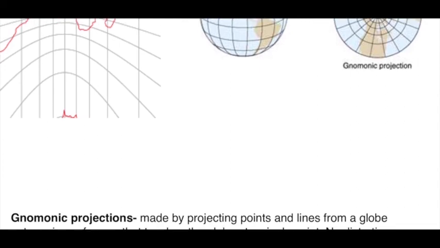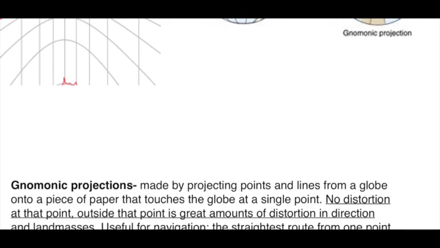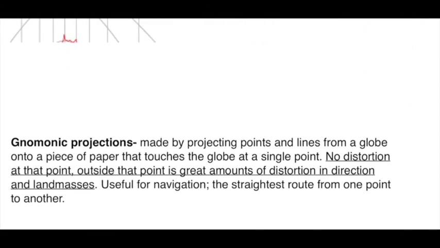So that's called gnomonic. Anything with a G in it is going to be Greek. Gnomonic projection. Okay, it's a one-point projection where there's no distortion at that point, but further away from that point is going to be more distorted.